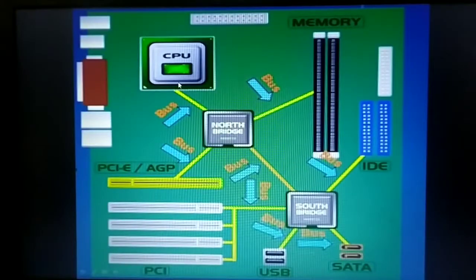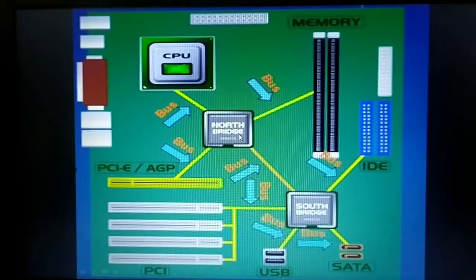Whenever the CPU wants to communicate with the PCI or the AGP slots, again it passes that information through the bus to the north bridge. Then the north bridge forwards the data to the PCI or the AGP. So the north bridge acts as the interface among the upper components of the motherboard. It can also be called the host bridge, which is used to manage the data communications between the CPU and the motherboard. And this north bridge is paired with one more chipset known as the south bridge.